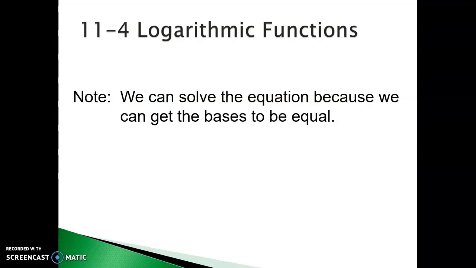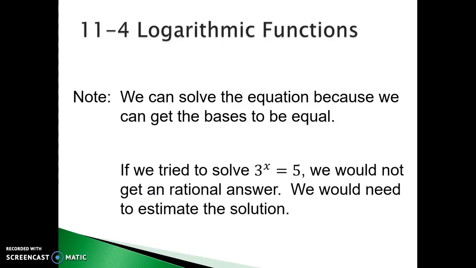So the thing to note is the reason why we could solve the equation for x was because we could get the bases to be equal to each other. But what if we had a situation like 3 to the x power is equal to 5? There's no way to get 3 and 5 to be the same base, which means that the answer is not going to be a rational answer. So to start, we're just going to try and figure out how to estimate that solution.